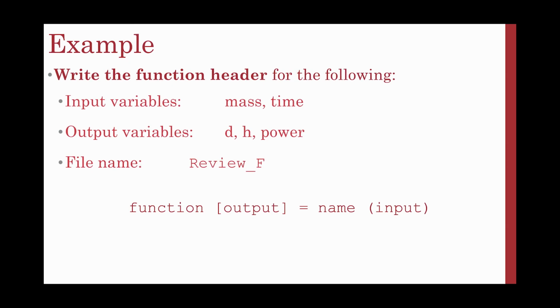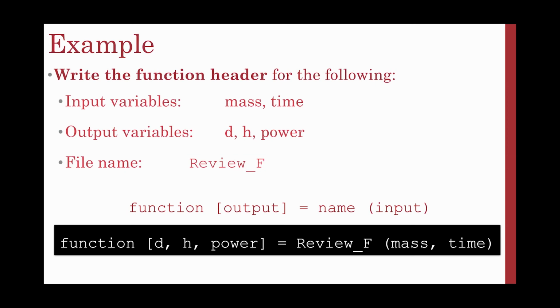So our function header is going to start with the word function. We're going to put our output, then our file name, and then our input. So our line of code is function, our outputs are d, h, power, and our file name was reviewf, and our inputs were mass and time.